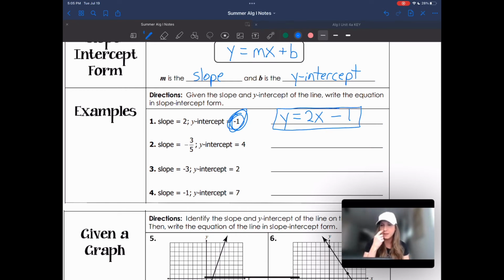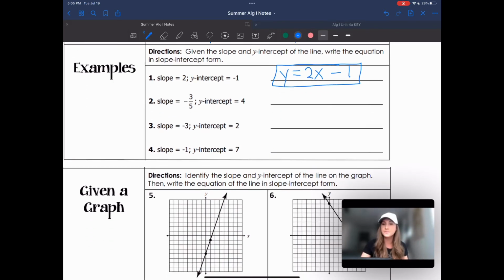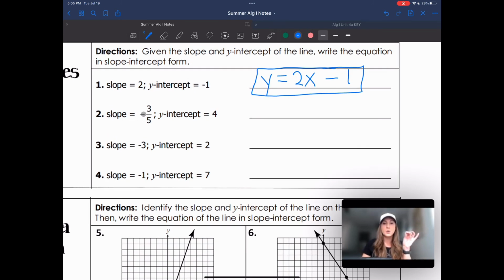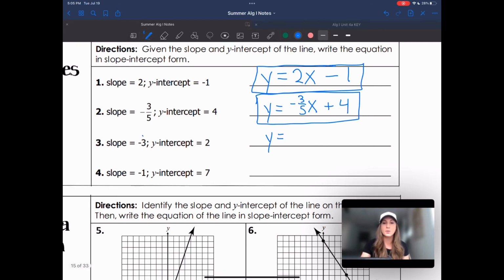There we go. Okay, let's try the next one, or if you feel good to go, maybe pause this, try the rest of these three. Okay, a slope of -3/5 and a y-intercept of 4. Now it's a +4, so we'll just put a +4 on the end. Okay, so this is going to be y equals our slope of -3/5, and don't forget to put the x next to it always, and then +4, because in this one, our y-intercept is positive. Okay, number 3, this is going to be y equals, our slope is -3, so -3x, y-intercept is a +2, +2.